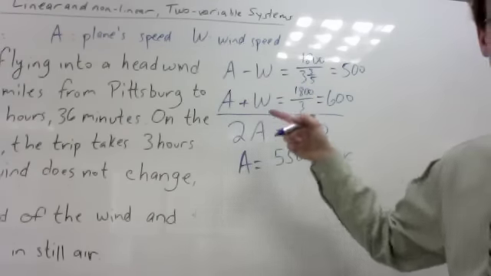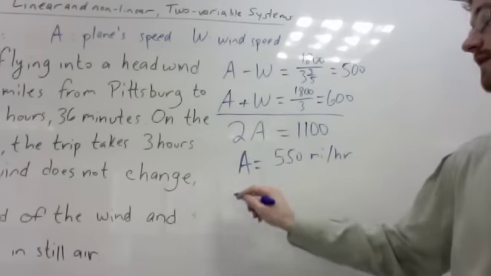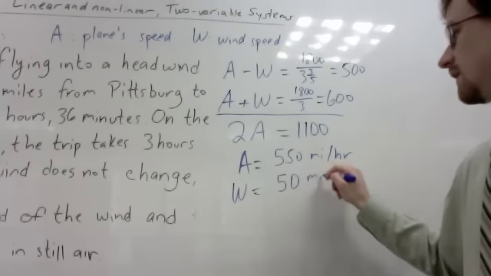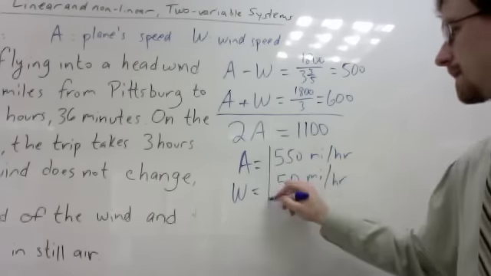To find the wind speed, we can use either one of these equations, substitute in 550, to find that the wind speed is just 50 miles per hour.